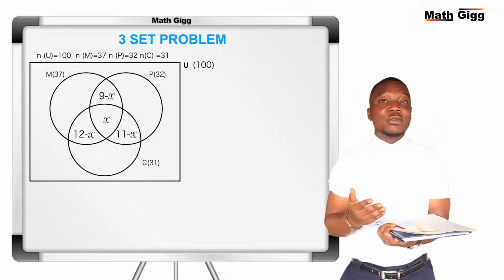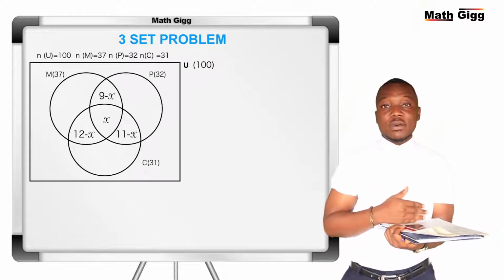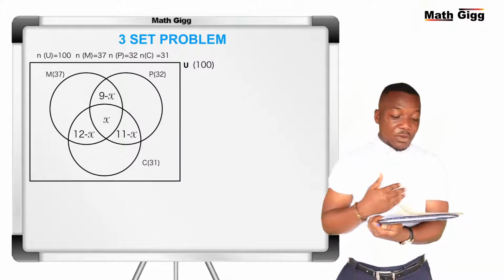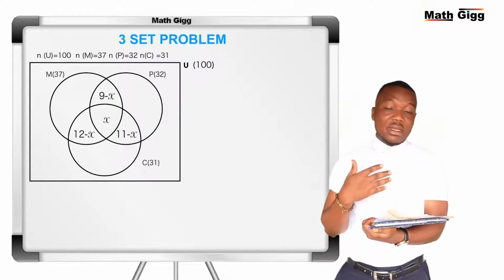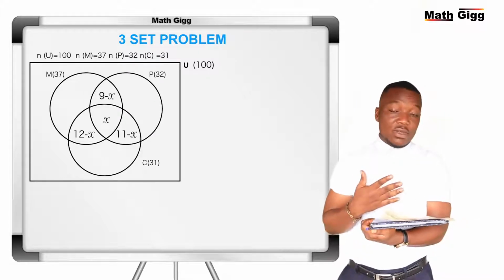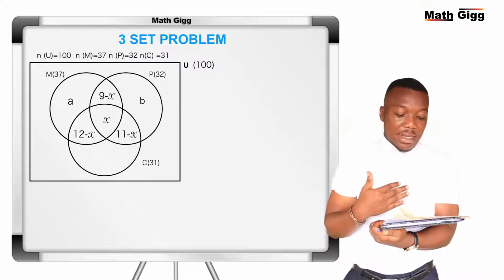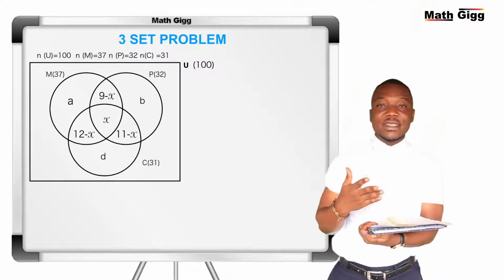So we are going to choose variables to represent all those things. Make sure you don't choose conflicting variables. Now we have a lot of variables on display. We have X, M, P, and C. So I like to choose A, B, and D. For math only, I'm going to choose A. Physics only, I'm going to choose B. And then chemistry only, I'm going to choose D.